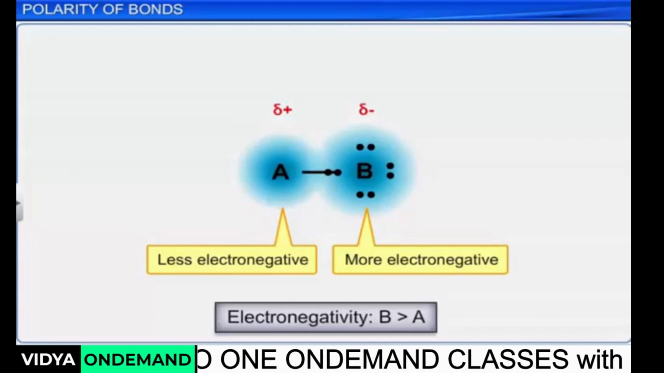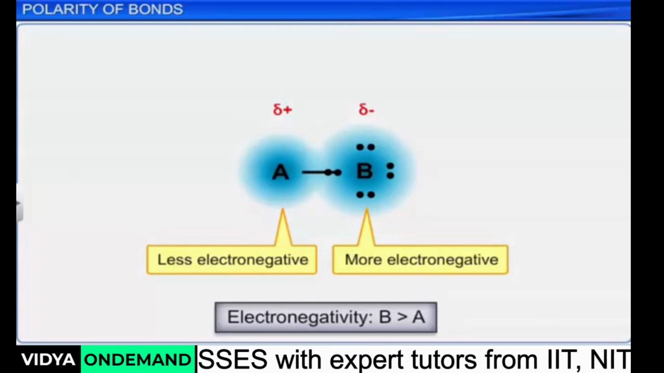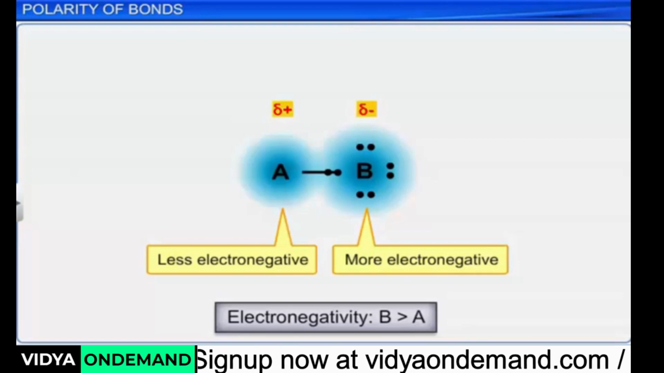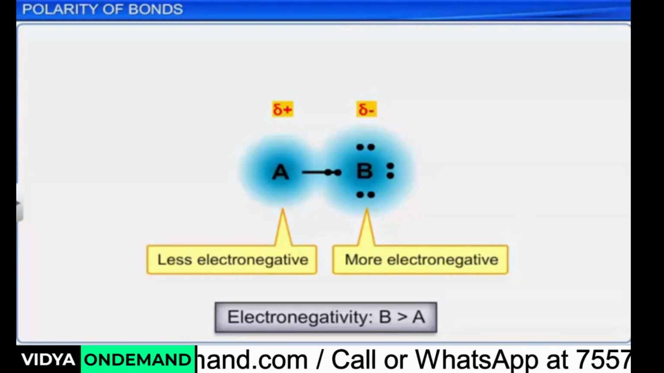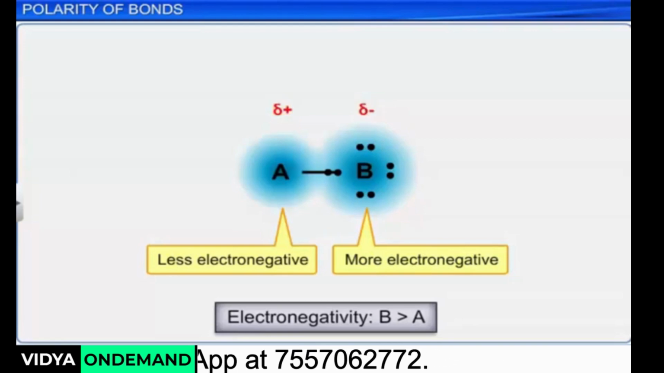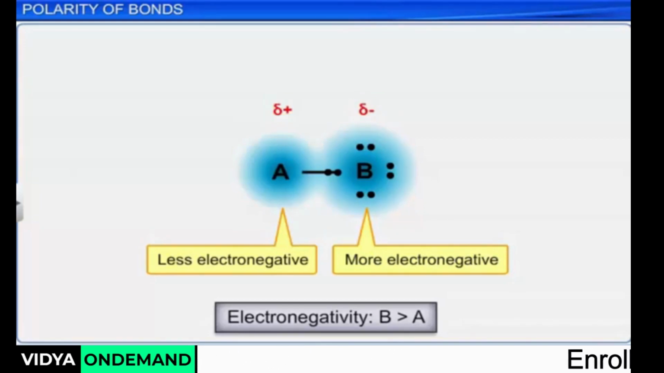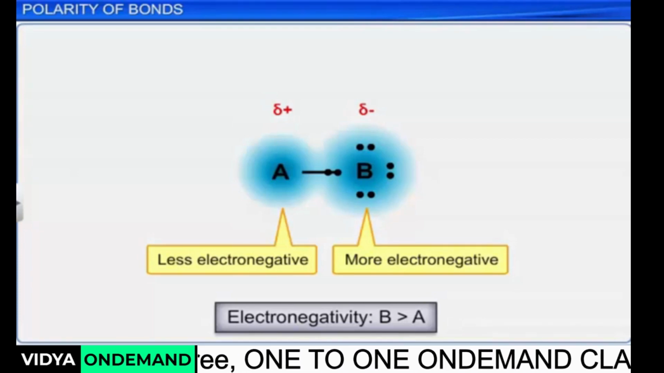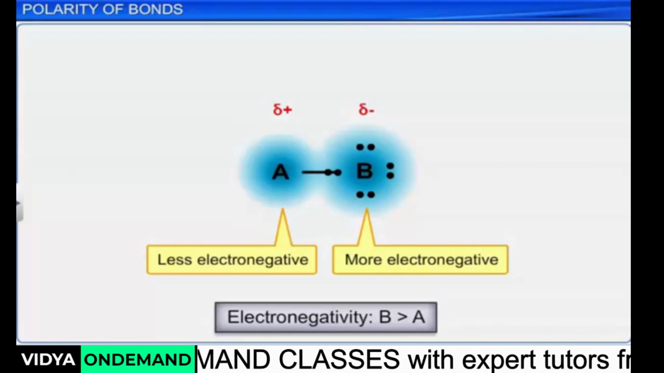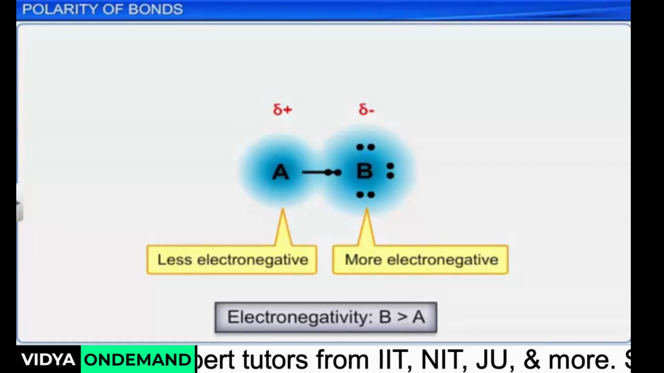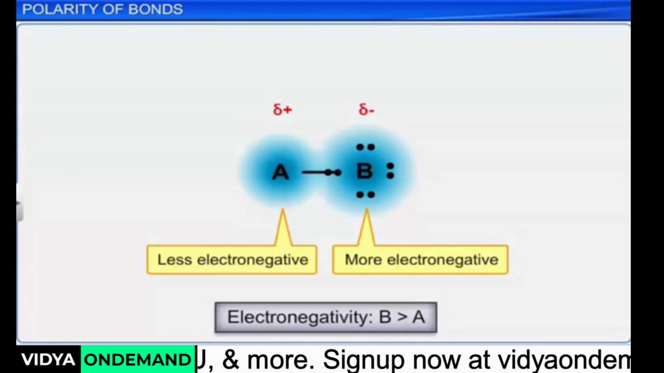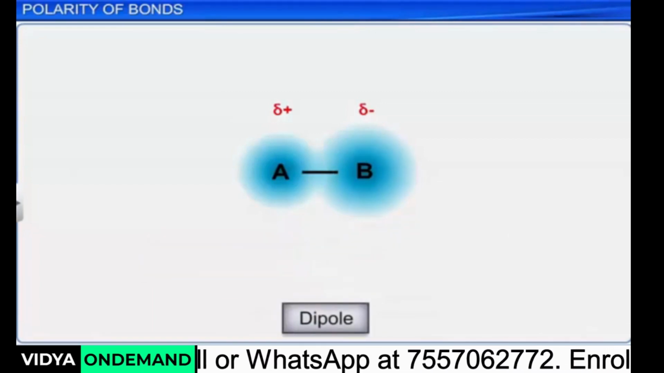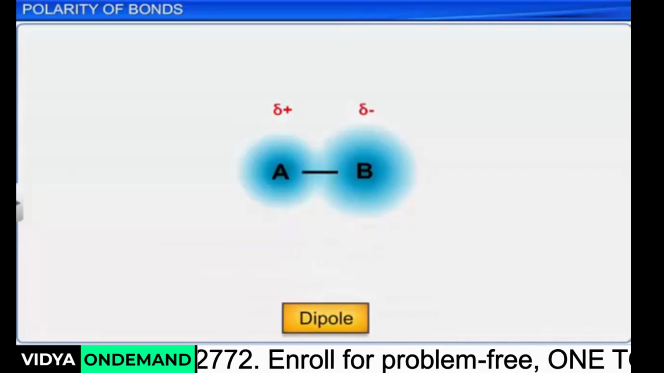The partial positive and negative charges on the dipole are indicated by the symbols delta plus and delta minus respectively. Therefore, in heteroatomic molecules in which the two atoms differ considerably in electronegativity, two electric poles develop. We say that the molecule has developed polarity. The covalent molecule with the two oppositely charged poles is called a dipole.